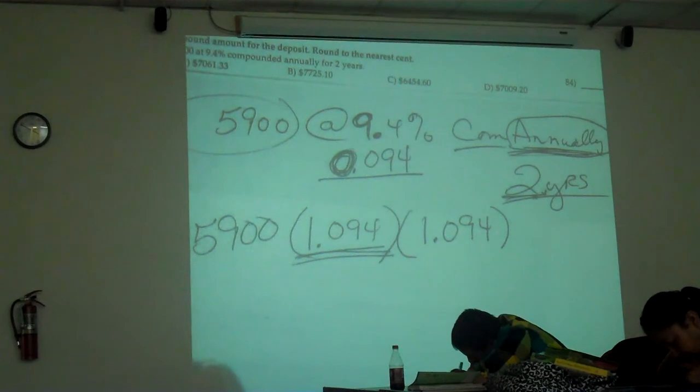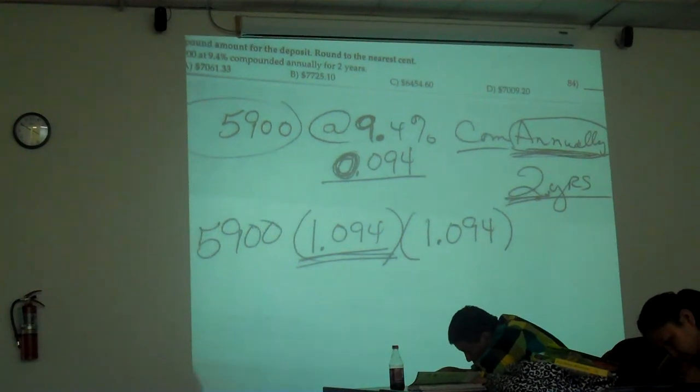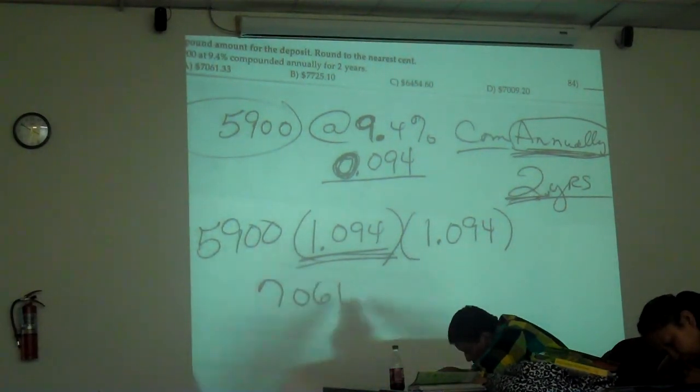And when you get that, you should get the total amount that you would owe or have earned. If you had it in a savings account, that would be what would be in your account, the total. And what do you get? 7061.33.